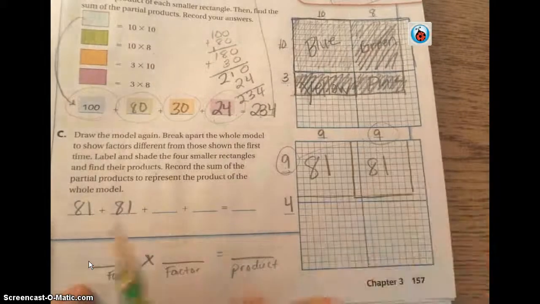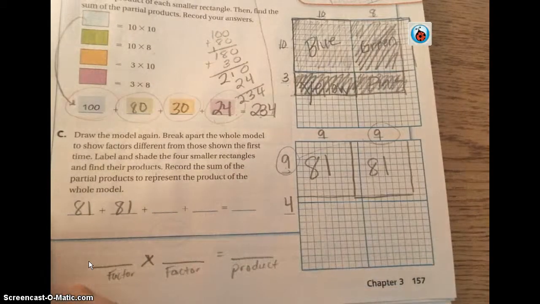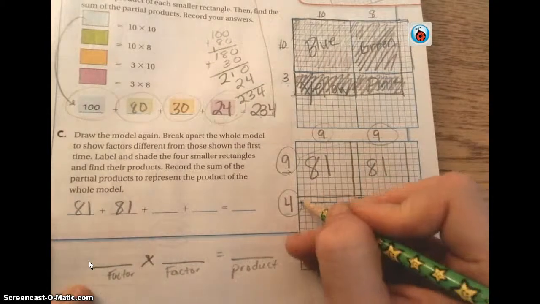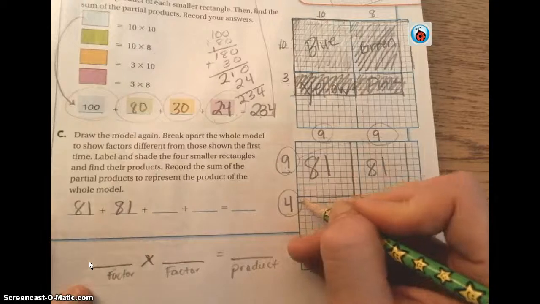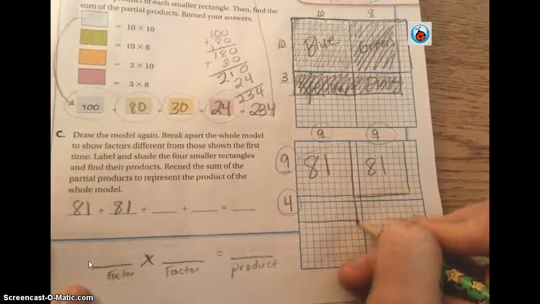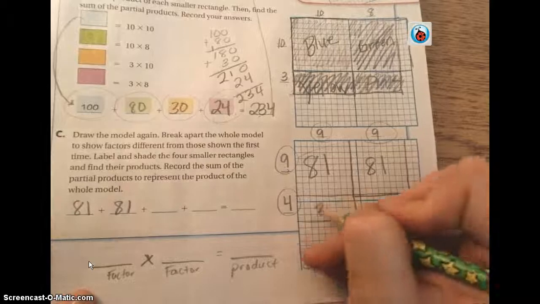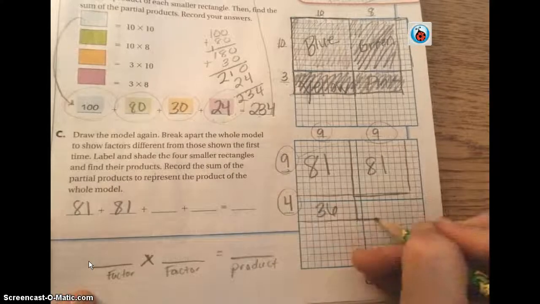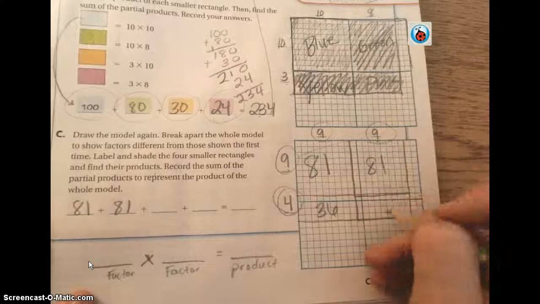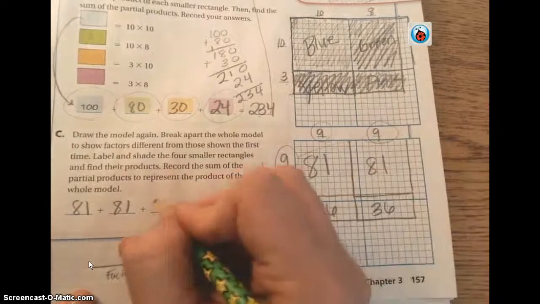And then here I have to do 4 times 9. So I'm going to count down 4 and across 9. So 1, 2, 3, 4. I'm going to go across 9. And I know that 4 times 9 is 36. And I also am going to do that one again. So I'm going to do 4 and 9. And 4 times 9 again is 36.